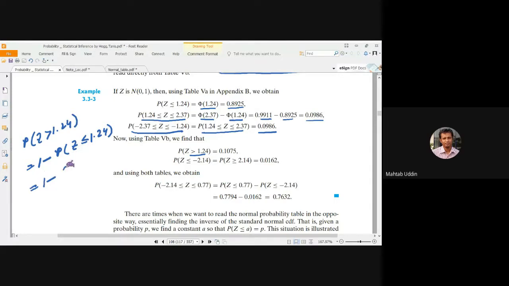1 minus phi of 1.24. And we know phi of 1.24 is 0.8925. Then you will get this result, 0.1075. Also, we know for the negative value, by symmetry you can write it. Then with the same process we will get it. Do you understand? Yes, sir.